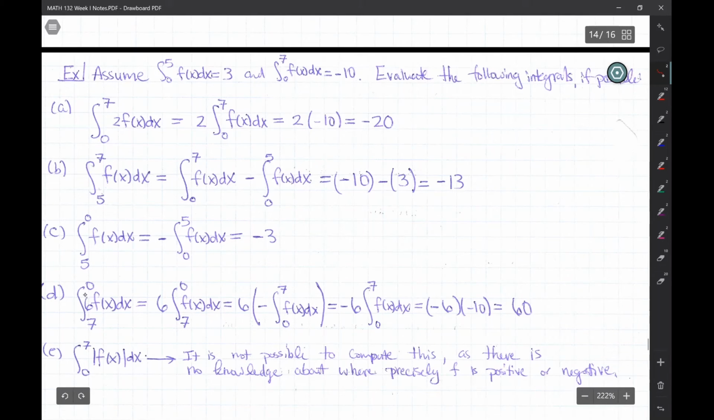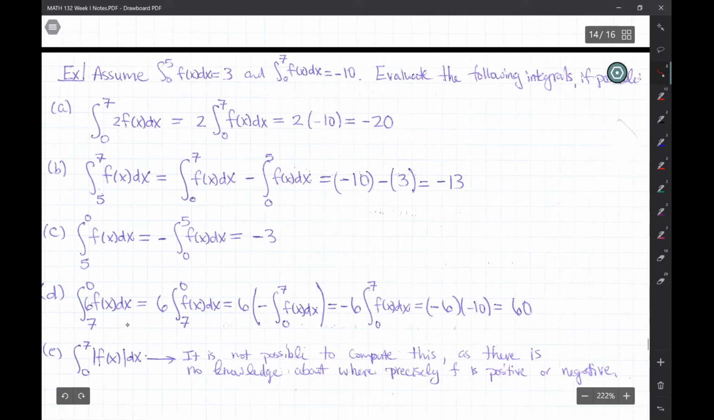Here we're going to take advantage of the constant multiple rule, but we're not done yet. We're also going to reverse the sign. We've got to do 2 operations there. So you get minus 6 times whatever this is. What is that? It's minus 10. And so you get negative 6 times negative 10, and that's 60.